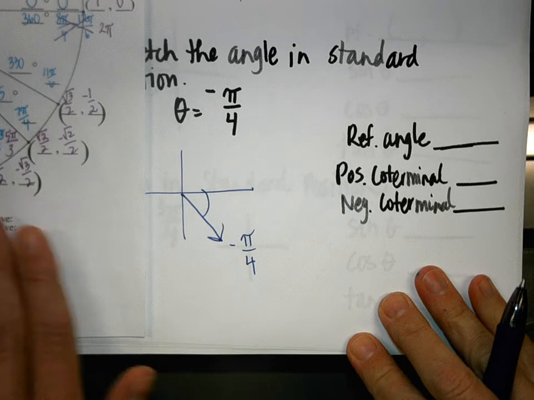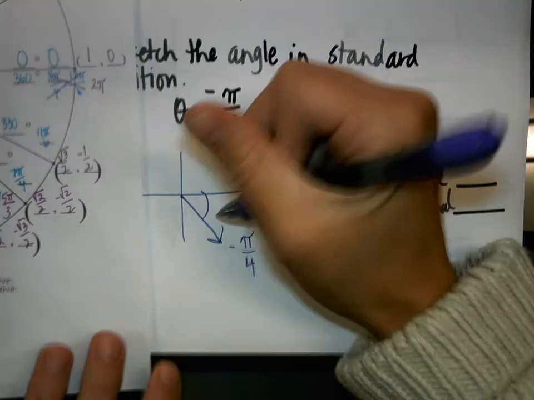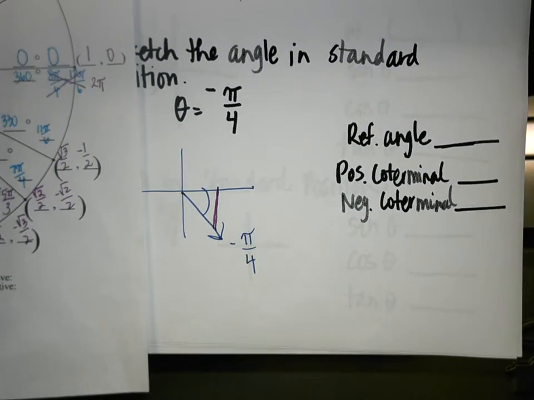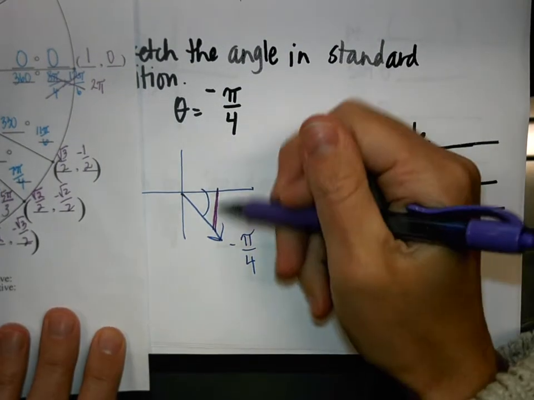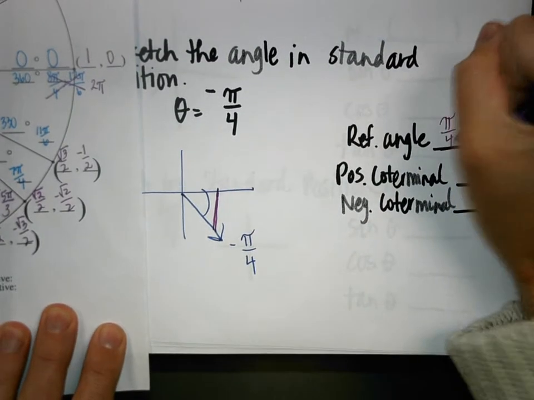The next thing they ask us here is, what is the reference angle? Well, again, the reference angle always goes to the x-axis. It's always positive, and it's always less than 90 degrees. Well, in this case, the reference angle is going to just be pi over 4. It's that same distance.